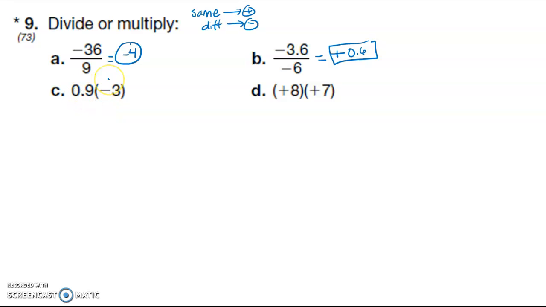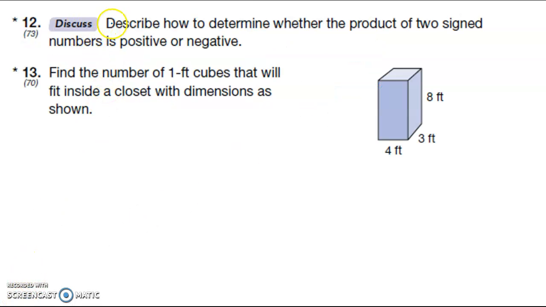Here I have a 0.9 times 3, and that's a positive 0.9 times a negative 3, so I get a negative 2.7. Here I have a positive times a positive, which is a positive 56. Number 12 says, describe how to determine whether the product of two signed numbers is positive or negative. Well, we use the rules. If it's the same sign, it's positive. If it's different, it's negative.